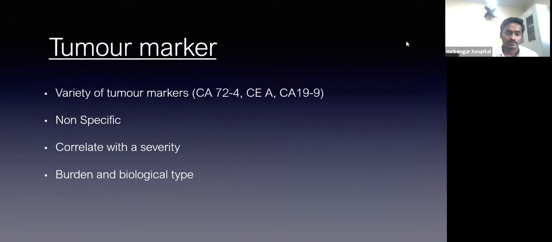Tumor markers. There are a variety of tumor markers, CA 72-4, CA 19-9. Most of them are non-specific. They are elevated in both benign and malignant conditions. Out of these, CA 72-4 is the most commonly studied.